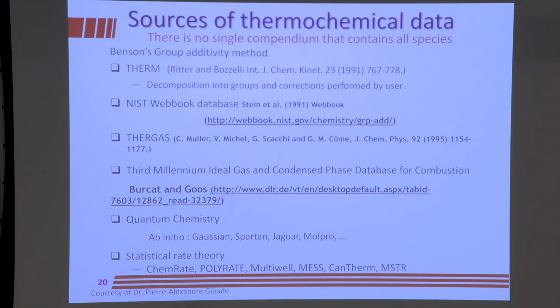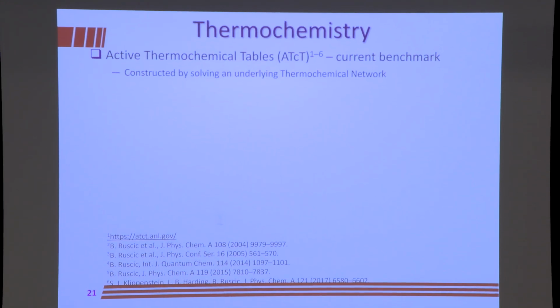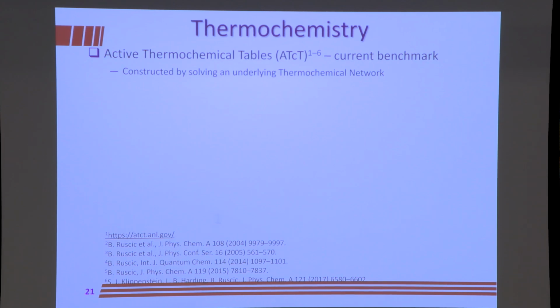You can also get thermochemistry from quantum chemistry calculations now, and these are becoming more and more accurate as we go through the years. And then we can use statistical rate theory to calculate rate constants based on the thermochemistry. Okay. So this is a very important source of thermochemistry which is maintained at Argonne National Laboratory. It's the Active Thermochemical Tables, ATcT, okay? And that's the current benchmark for thermochemistry, even today in the combustion field, okay?